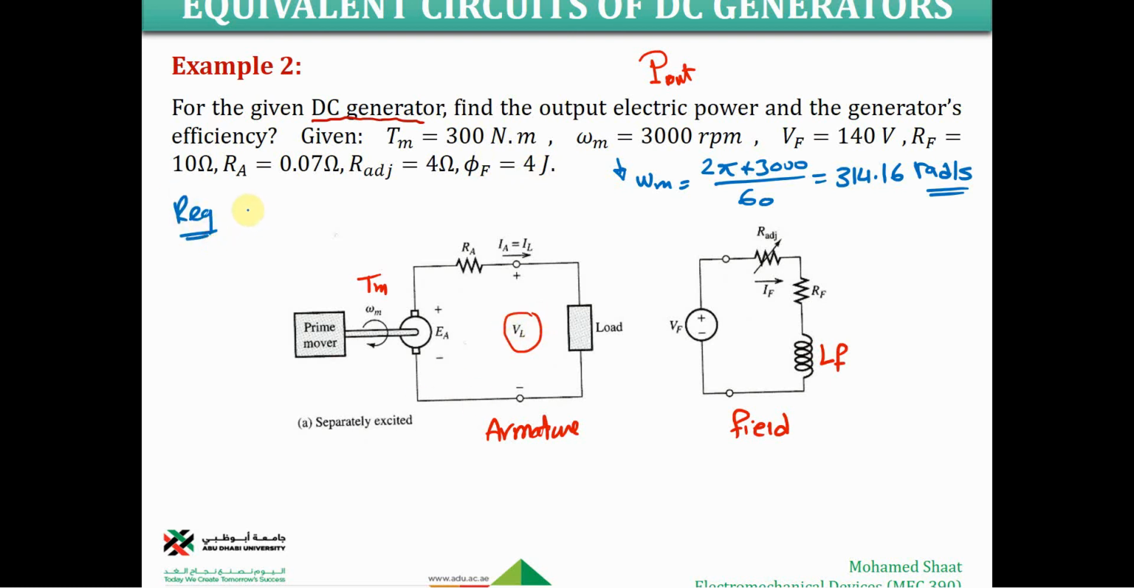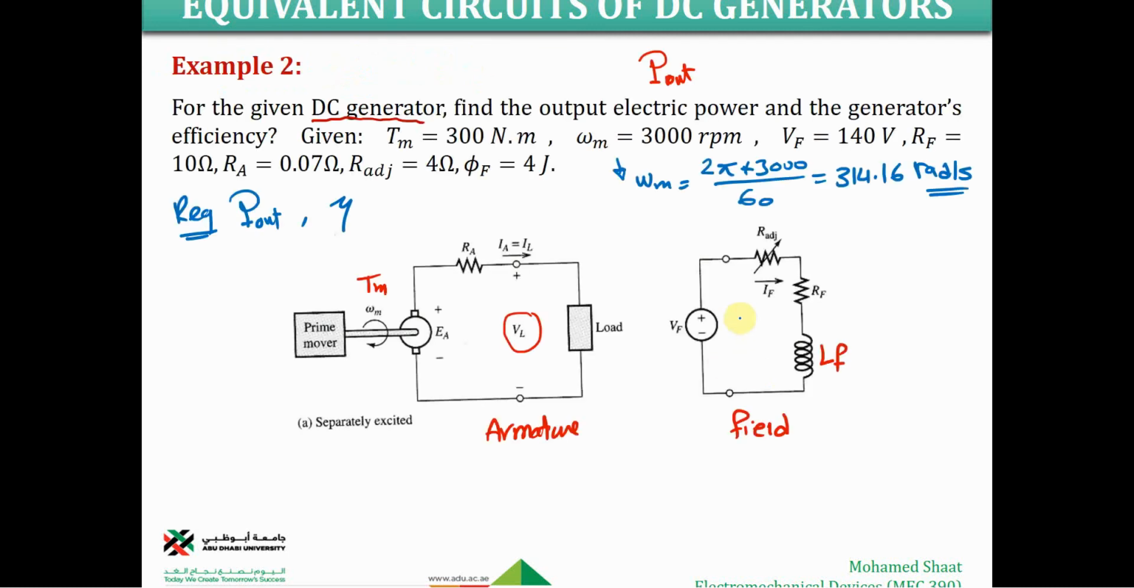Again, these are the requirements. It is required here to calculate the output power, which is going to be electrical power, in addition to the efficiency of the generator. This is not a motor, but we're going to stick to the procedure. We're just going to write the equations the same way that we wrote them before. You can even start with writing the field circuit equation, then the armature equation, then the mechanical load equation, the same procedure as we did before.